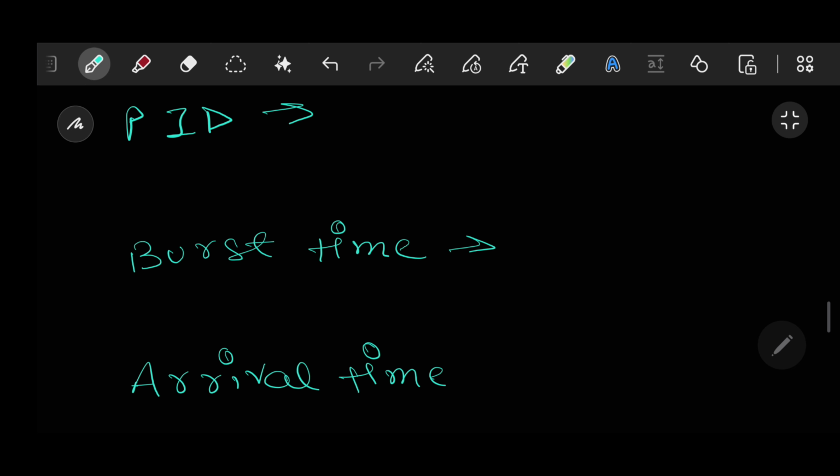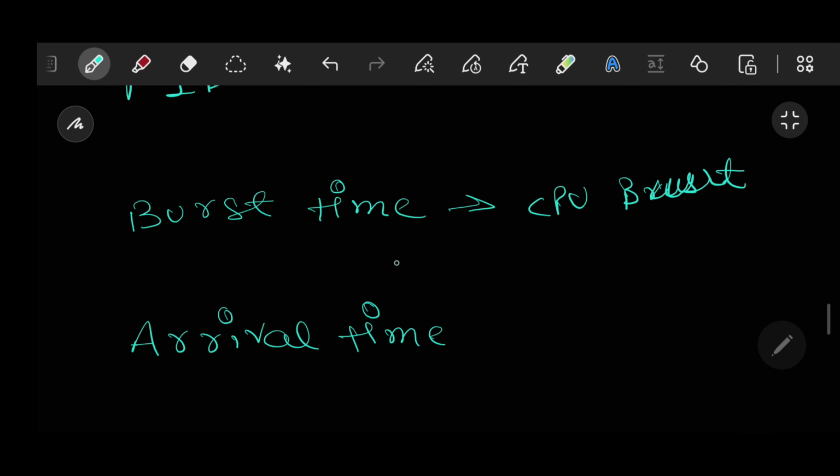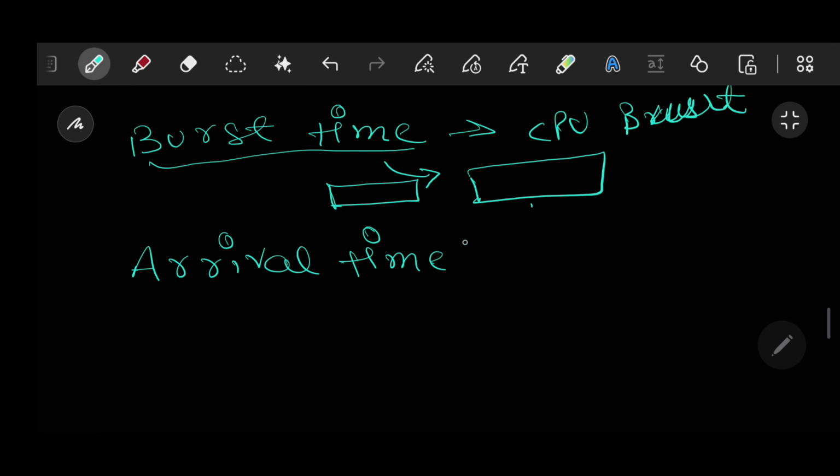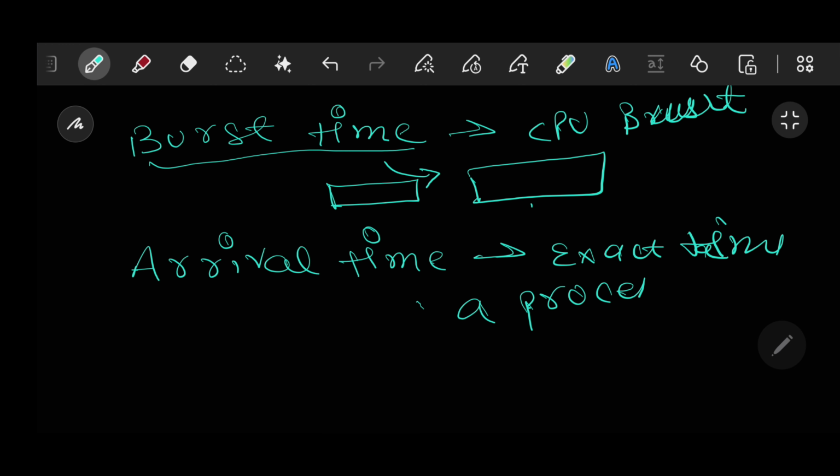Burst time is also known as CPU burst. It is the amount of continuous CPU time a process can take. Like how much time a process takes in the CPU, not how much time it waits for the CPU, but just how much time it gets the CPU is known as the burst time. Arrival time is the exact time a process enters the CPU.